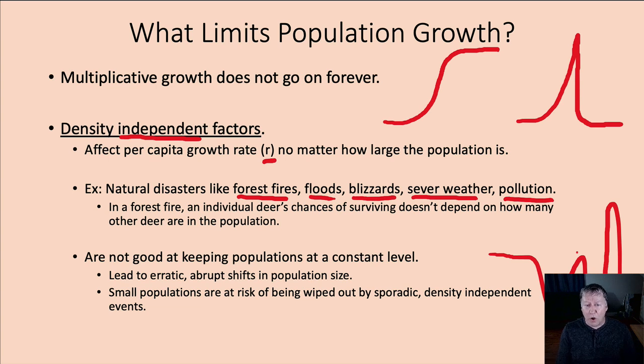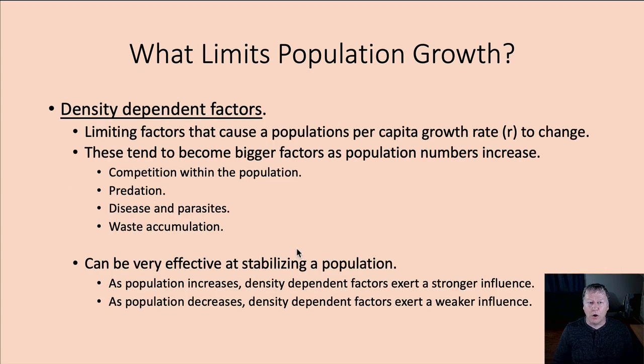Also, small populations are at risk of being wiped out by density-independent factors. You might have a type of animal that only lives in one forest. Forest fire comes through there, that species is now gone. So density-independent factors will absolutely impact population size, but they are not a good way to regulate a population. For that, we want to look at what we call density-dependent factors.